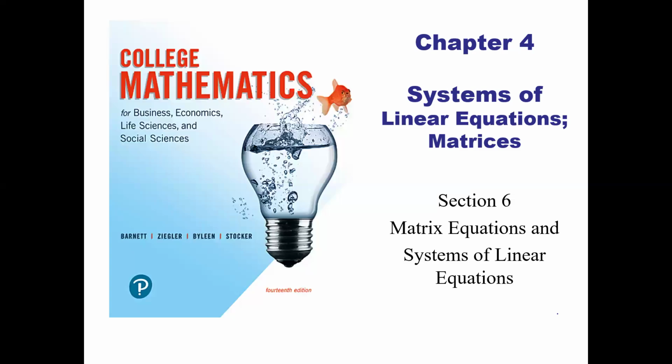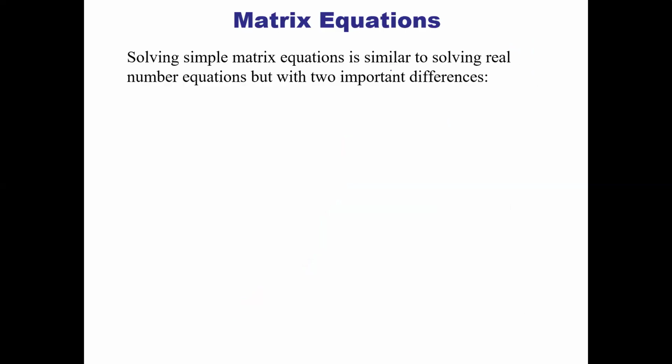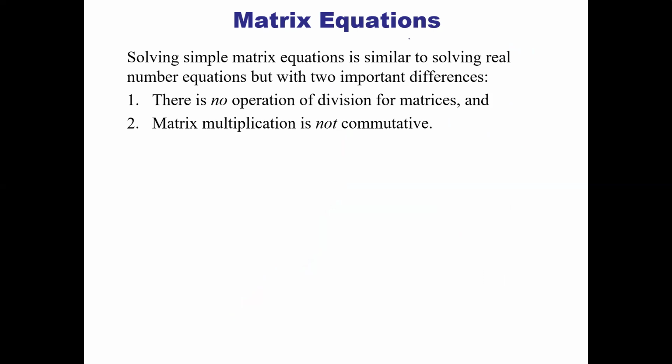All right, here we are in chapter 4, section 6, matrix equations and systems of linear equations. So here we have matrix equations. Solving simple matrix equations is similar to solving real number equations, but with two important differences. There is no operation of division for matrices, and matrix multiplication is not commutative.